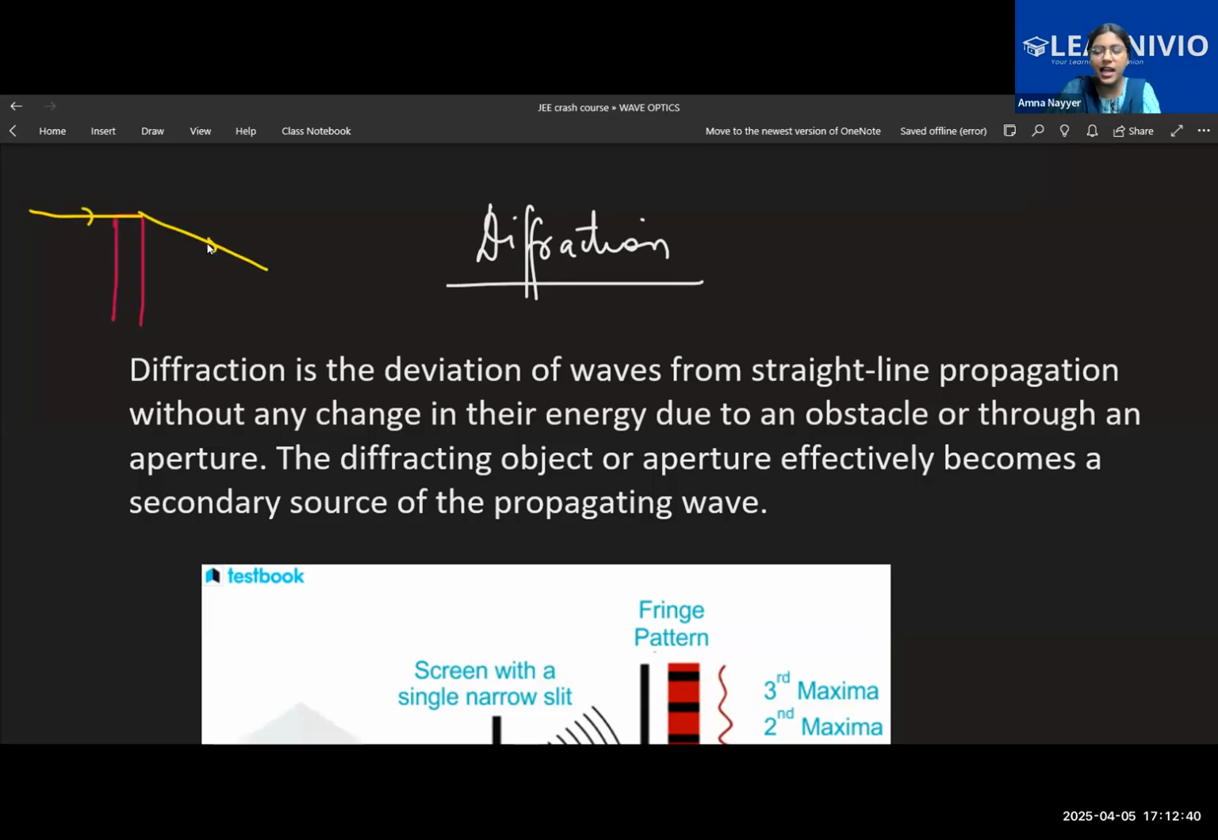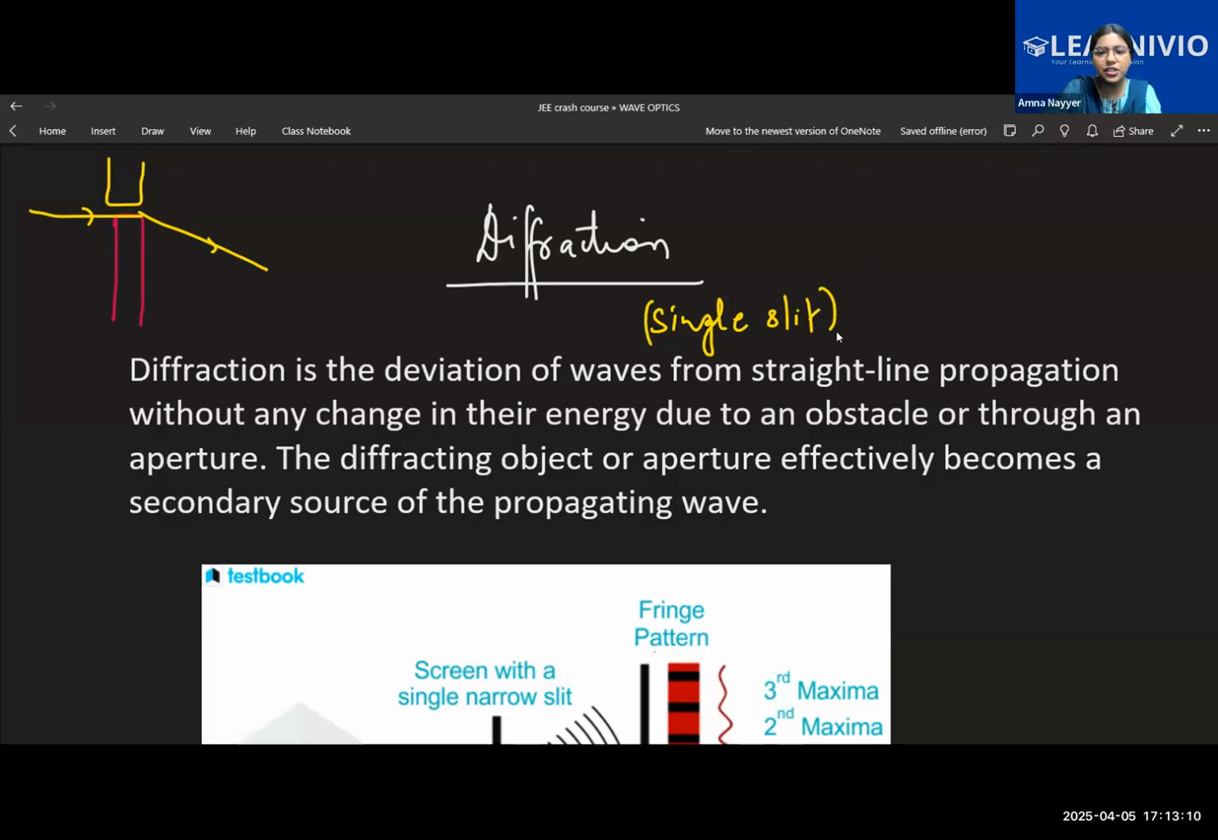This is not a refraction. They bend because of the obstacle. So this path deviation is called diffraction. This is not superposition of waves. This can occur through one slit only. If one slit is there, it will act as the obstacle. So diffraction through a single slit will be asked.